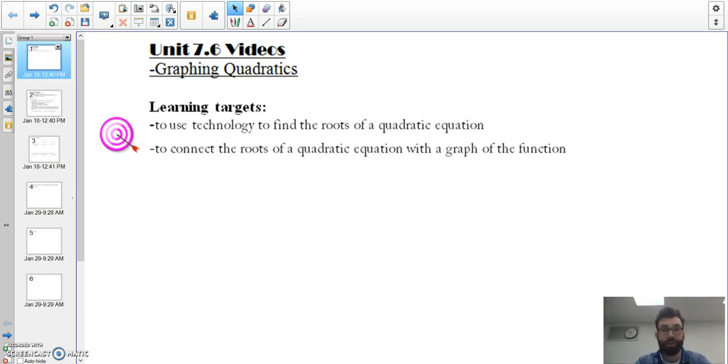Here we go. We're going to be graphing. So today you're actually going to need your graphing calculator. All right, so if you have that, please get it out, have it handy and ready for you. Today we're going to talk about connecting the roots of a quadratic equation with a graph of a function. We use technology to find those roots.